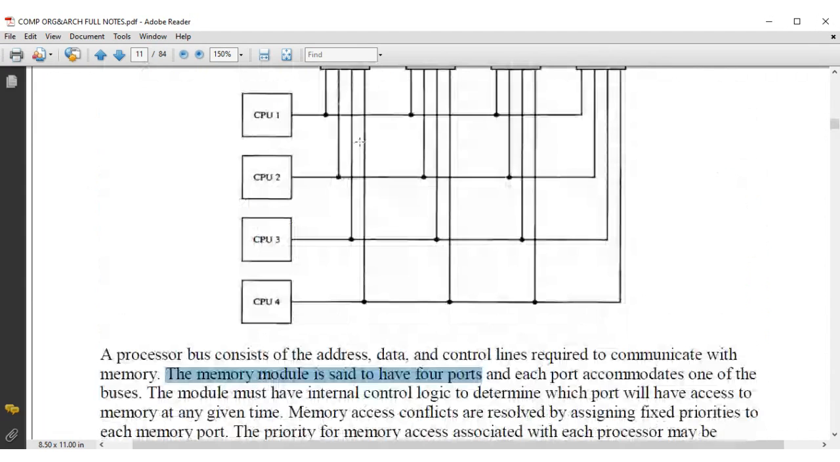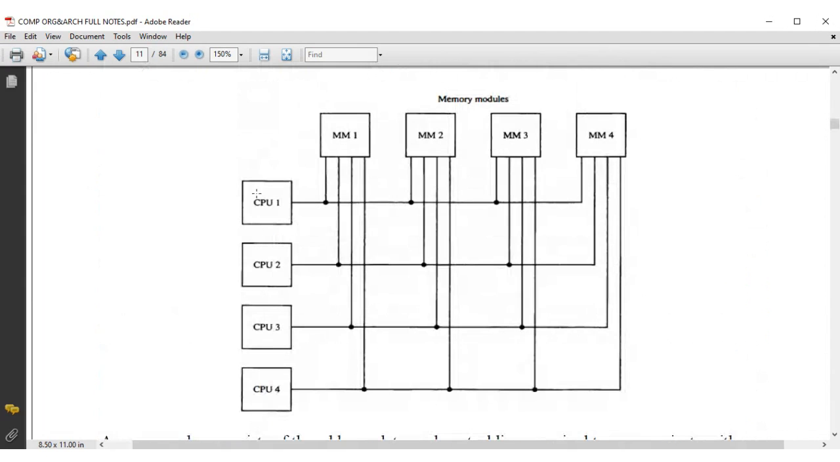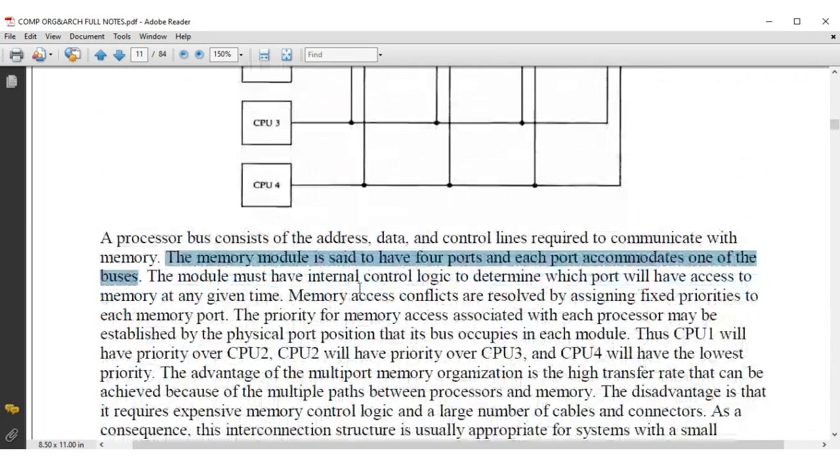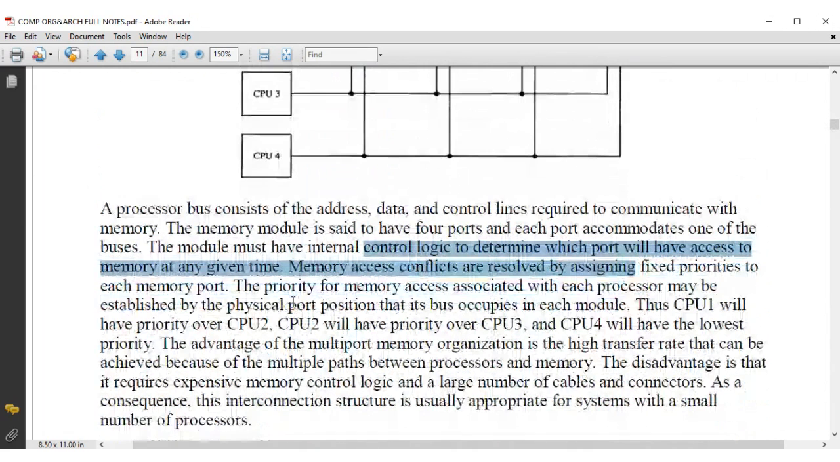1, 2, 3, 4. Between 4 CPUs and 1 memory, there are 4 ports. That's what it means with this system. The memory module is said to have 4 ports, and each port accommodates one of the buses. The module must have internal control logic to determine which port will have access to memory at any given time.